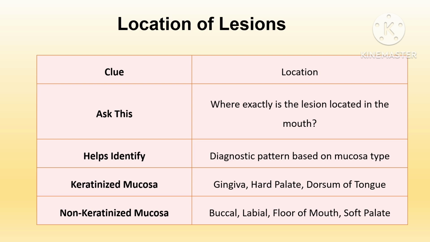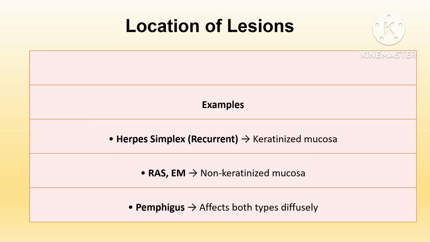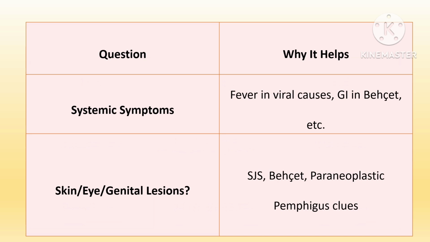Fourth diagnostic clue is the exact location of the lesion. The lesions appearing on keratinized mucosa such as gingiva and hard palate are often linked to viral infections like recurrent herpes simplex virus, because these are tightly bound areas that provide a stable site for viral activity. In contrast, lesions on non-keratinized mucosa, including buccal mucosa, lips, and the floor of the mouth, are more typical of conditions like recurrent Aphthous ulcers, erythema multiforme, and pemphigus vulgaris, which often involve immune-related inflammation and blistering of the oral mucosa.